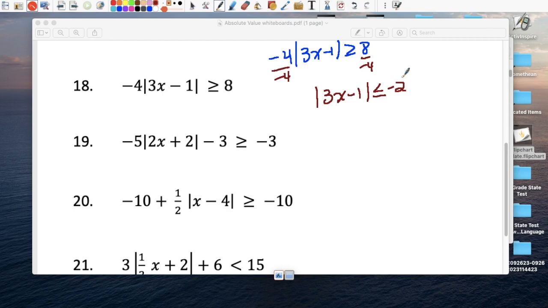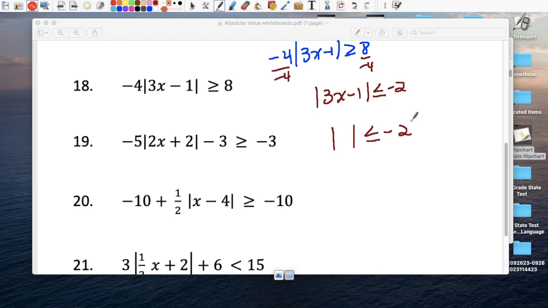Okay, so this, and then again, our next step is to just empty that out, right? Empty the contents inside out. Let's try to understand what's happening here. Take the absolute value of something so that it will be less than -2.